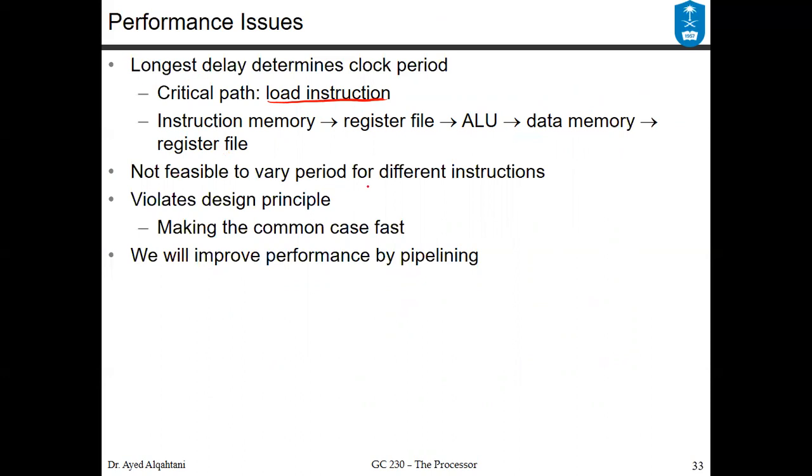It's not feasible to vary the clock period for different instructions. It means that you would have one cycle time for this instruction, and another cycle time for a different instruction. You should unify the clock cycle time for all the instructions. If you use different cycle times for different instructions, you are violating the design principle of making the common case fast. And that's critical.